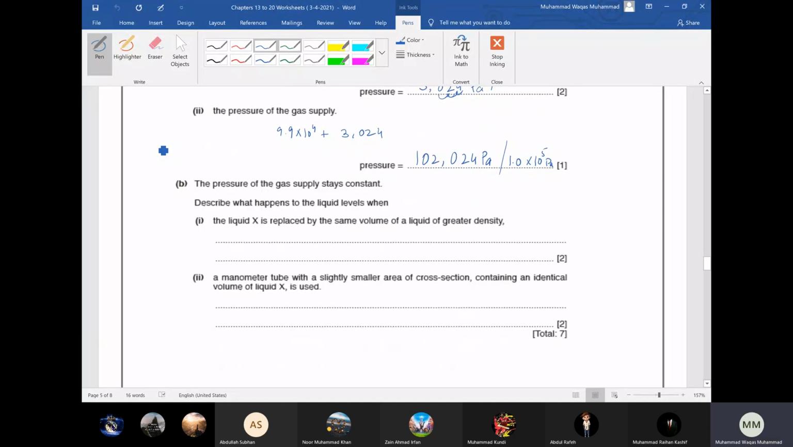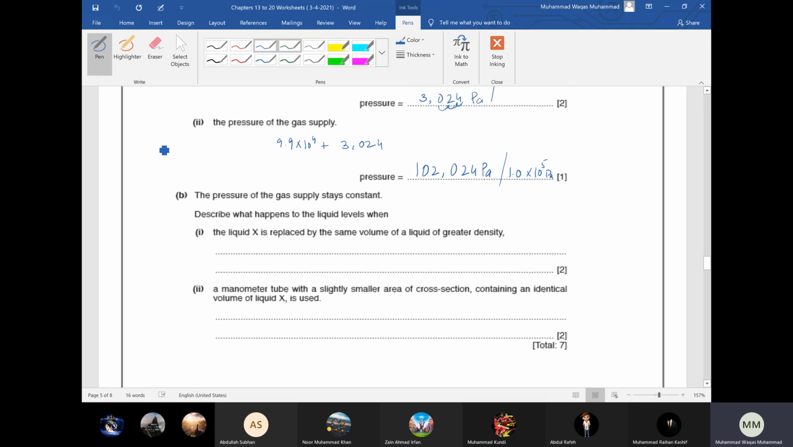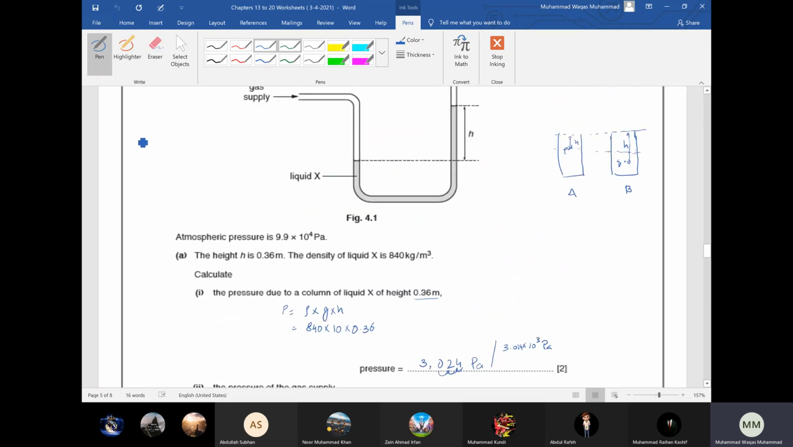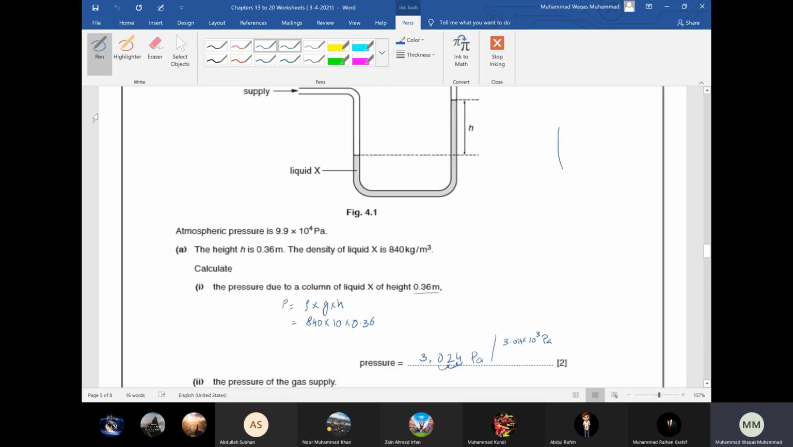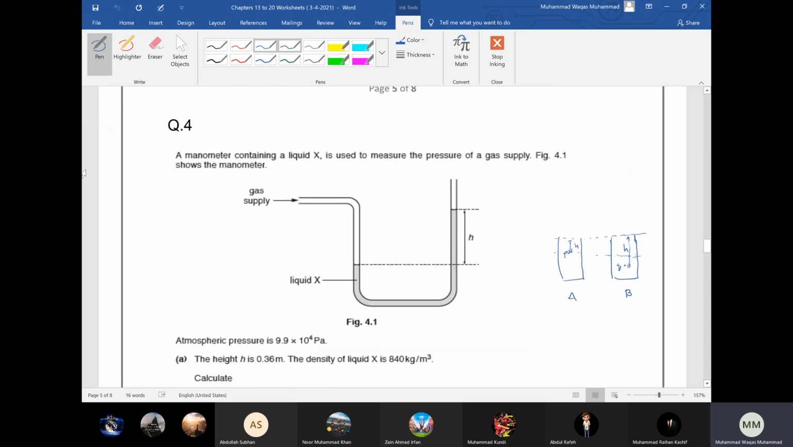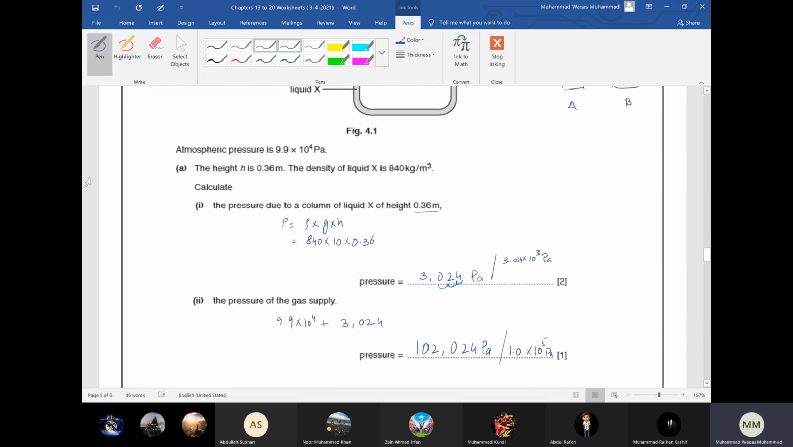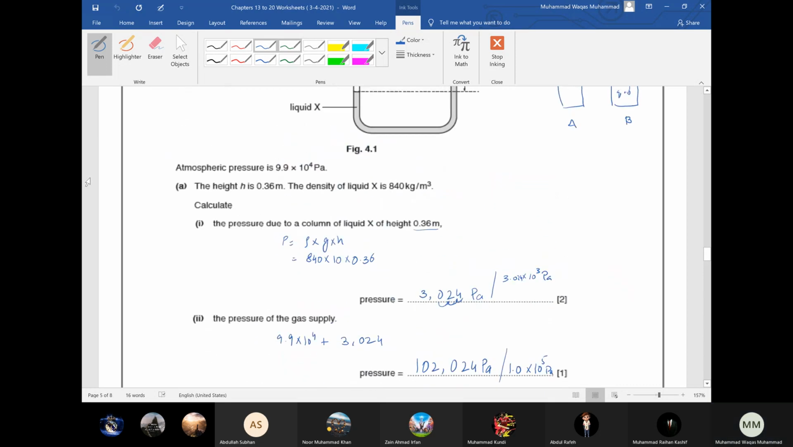The pressure of the gas supply stays constant. Describe what happens to the liquid levels. You have to describe what happens to the liquid level. Part I: when the liquid X is replaced by the same volume of a liquid of greater density. If you replace the liquid X here with another liquid which has a greater density.